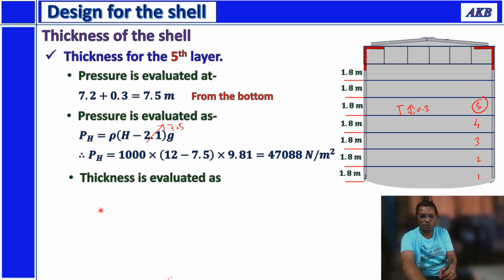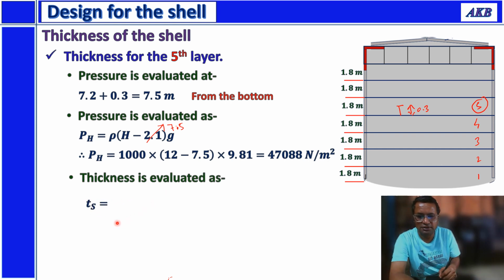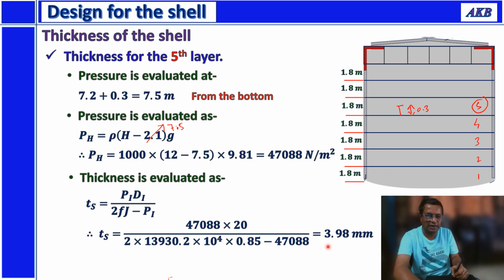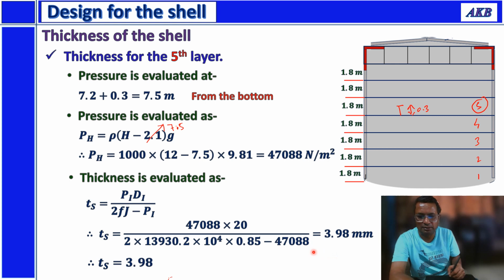So once pH is known, that means internal load is known, thickness is evaluated as Pi into di upon 2fj minus Pi. Pi is 47,088 into 20 divided by 2 into 13930.2 into 10 to the power 4 into 0.85 minus 47,088, and after calculation you will come to know that thickness comes out to be 3.98 mm. Therefore thickness is 3.98 mm plus corrosion allowance of 2 mm. Total thickness is 5.98 mm, which is approximately equal to 6 mm.